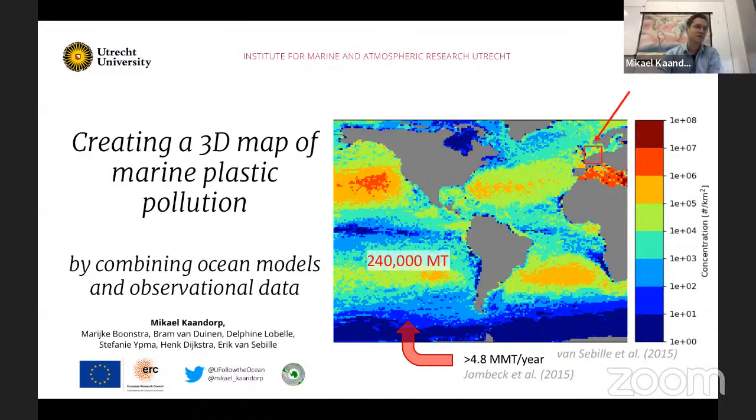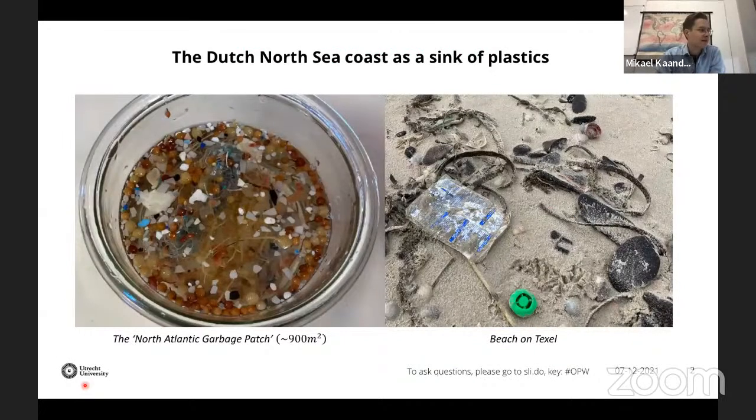To dive deeper into this question, I first want to zoom in on the Netherlands, pictured here in this red box. And I want to start off with these two photos that I made. Last year I went to the North Atlantic garbage patch on a scientific cruise. What we did here is we filtered some water using big nets. And after filtering about 1,000 square meters of water, this is what we find. A lot of really small plastic fragments, some fishing lines as well.